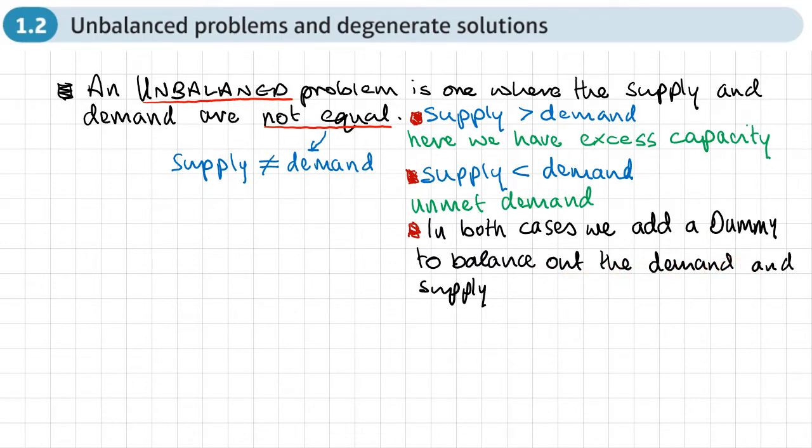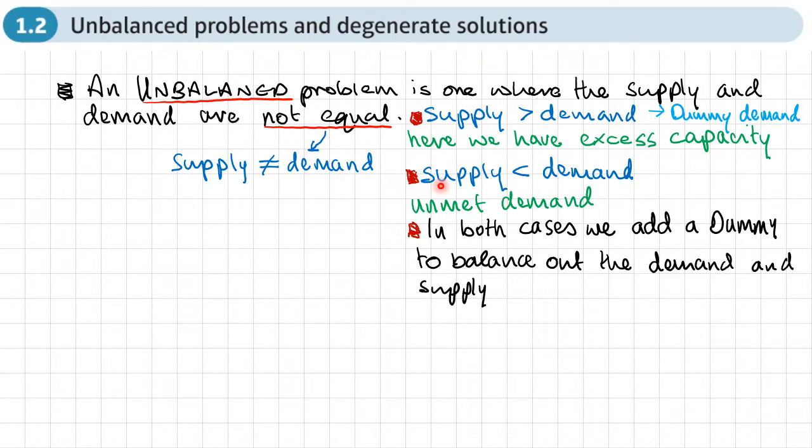So in the case where our supply is greater than the demand, what we will do is add another dummy demand point to absorb this excess supply. So in this first case here, we would add a dummy demand point. That will be like another column that we would need to add, and that will absorb this extra supply that we have and create this dummy demand point for it.